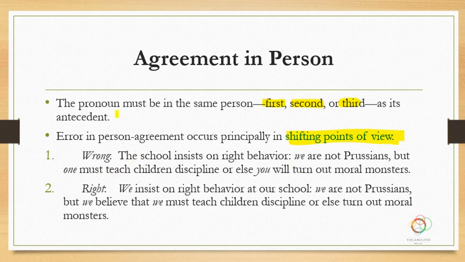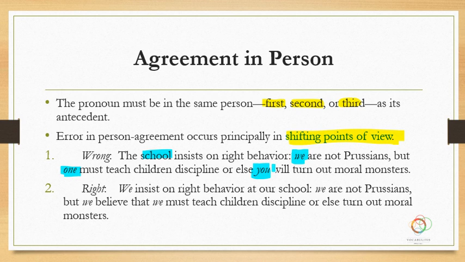So look at the wrong sentence. In the wrong sentence, we have the school is what we're talking about. Let's see. The school insists on something. We, who's the we? Is that the school? We're not Prussians, but one. Now that we was first person plural. One is a third person singular. One must teach children discipline or else you. Now that's second person singular or plural. You will turn out moral monsters.